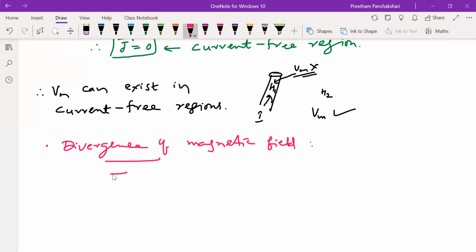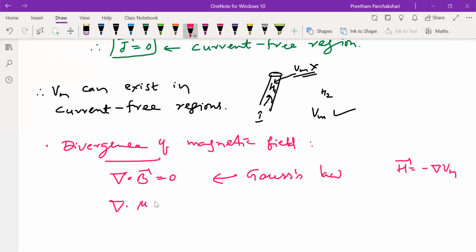In magnetic field, divergence of B equal to 0 is a very well-known equation. This is Maxwell's equation, and also the Gauss law of magnetostatics. So this is a very important equation in magnetic field. Here we can use this equation to verify the existence of Vm now. Right, and Vm is related to H.